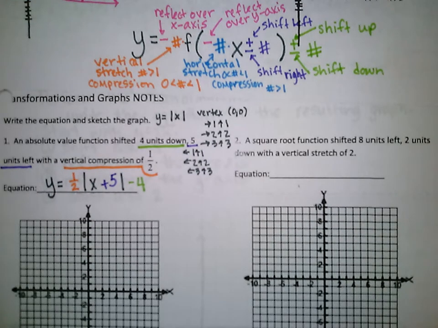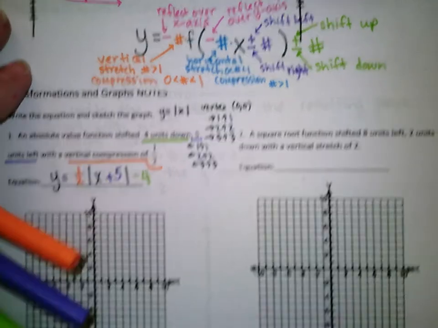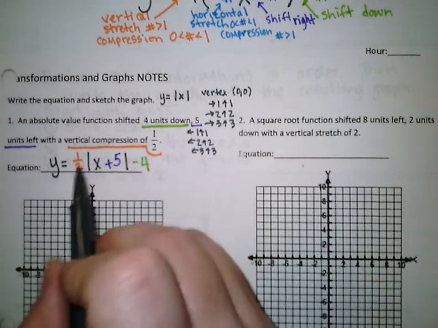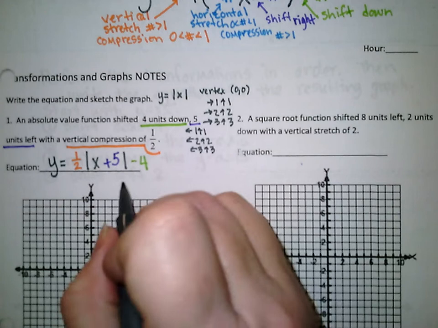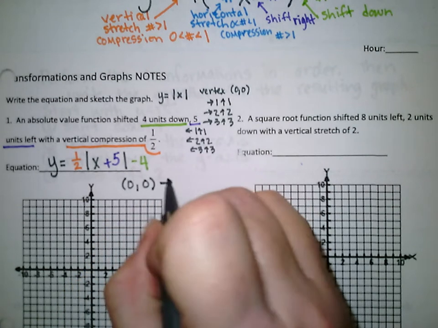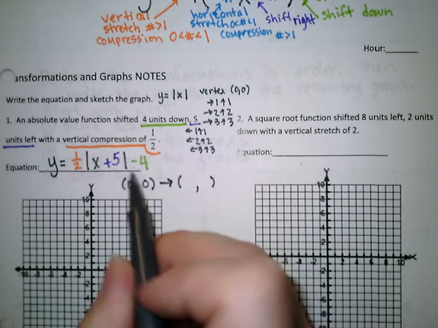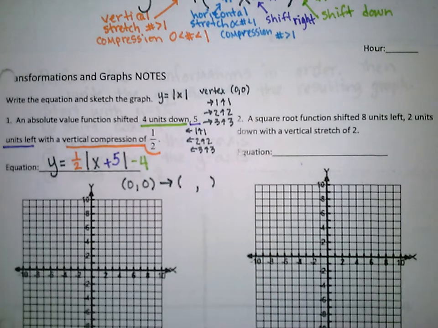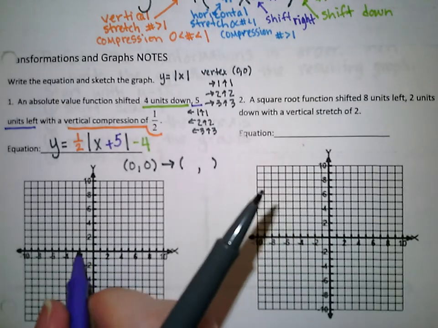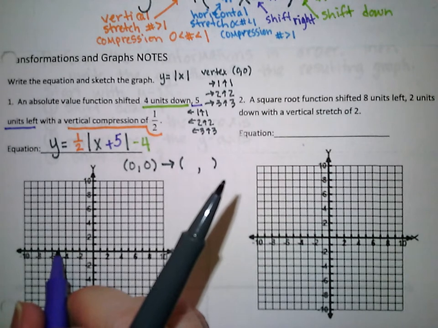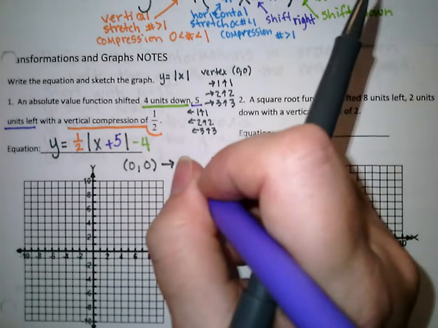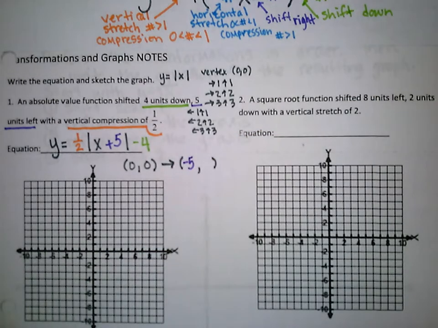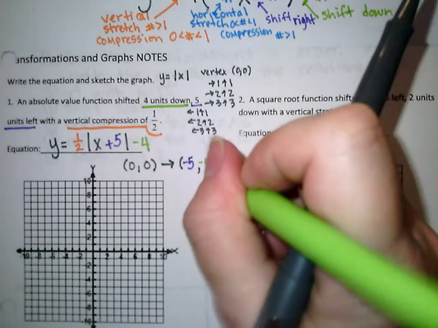So all of those transformations are going to affect either the place we start the graph or the pattern that we use to grow it. Any of our shifts are going to affect our starting point. So instead of the vertex being at 0, 0, we need to shift it down 4 and left 5. So shifting left 5, 1, 2, 3, 4, 5, puts us at -5, and down 4 puts us at the ordered pair -5, -4. So -5 from shifting left, -4 from shifting down.